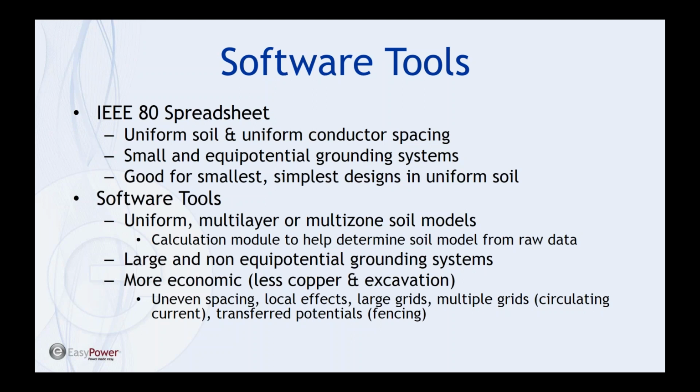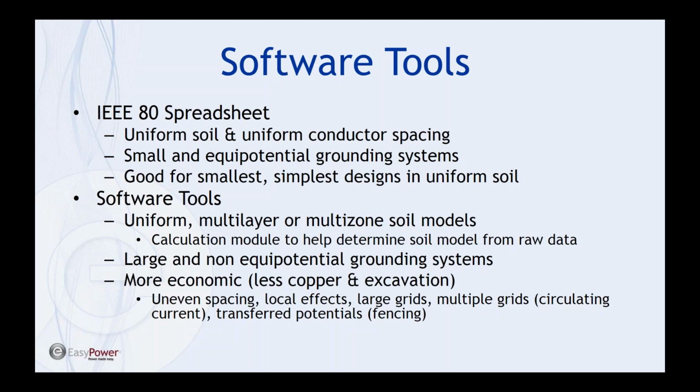In addition to that, software tools have the capability to model uneven grid conductor or rod spacings. This often ends up in a more economical design because you don't need the density of conductors everywhere. You need it in certain areas. The requirement for this will change depending on soil characteristics, so it's not always the same. With software, you can also model localized effects like we've talked about, and you can solve them with local solutions. Software is much more capable of doing large grids, which includes mutual and self impedances, so no equipotential assumption.